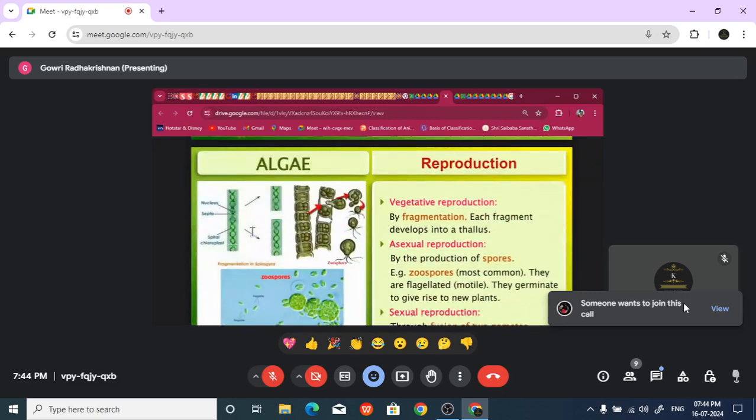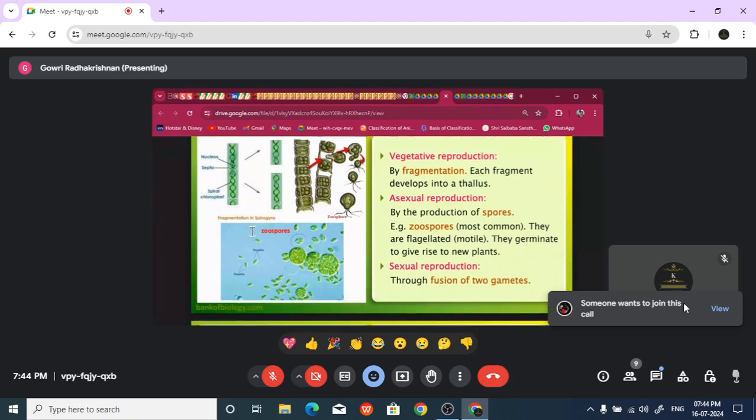And then how is the reproduction? Vegetative reproduction, asexual, and sexual are all there. But how is it done? Vegetative reproduction occurs by fragmentation. That is, each fragment develops into a thallus, and from that the algae develops fully. And then asexual reproduction is by production of spores. Zoospores are most common. They are flagellated and motile. They germinate and give rise to new plants.